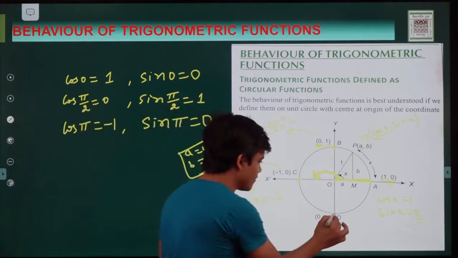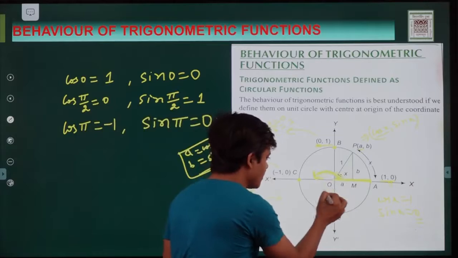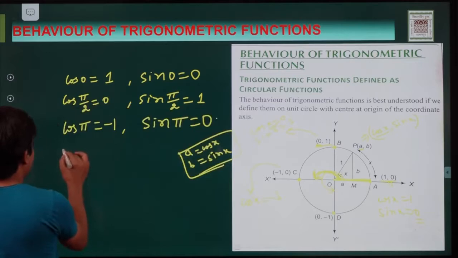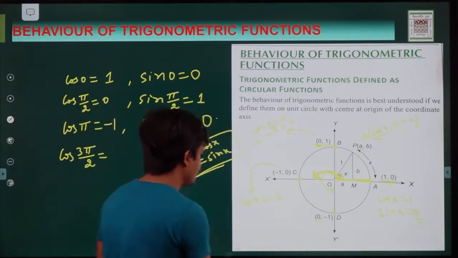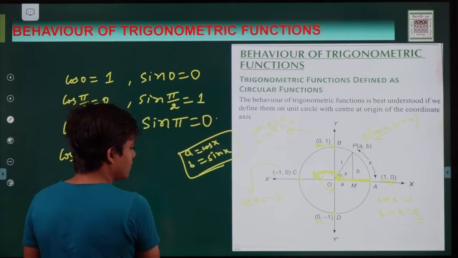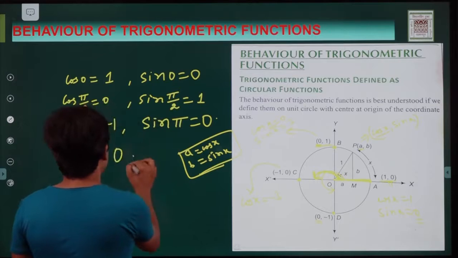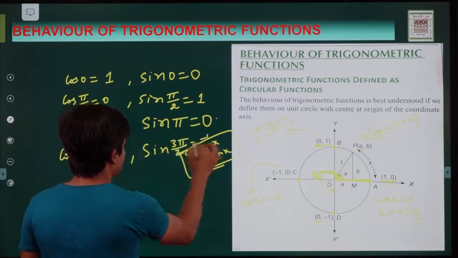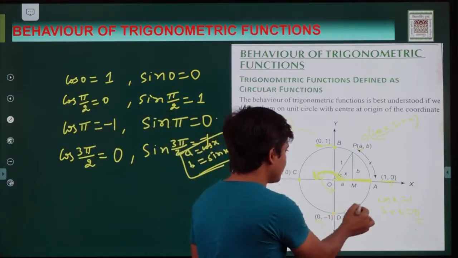Again, when we reach over here after rotating this much angle, yes, 3 pi by 2, 270 degrees, what can we see? Cos 3 pi by 2 is 0, and sin 3 pi by 2 will become minus 1.